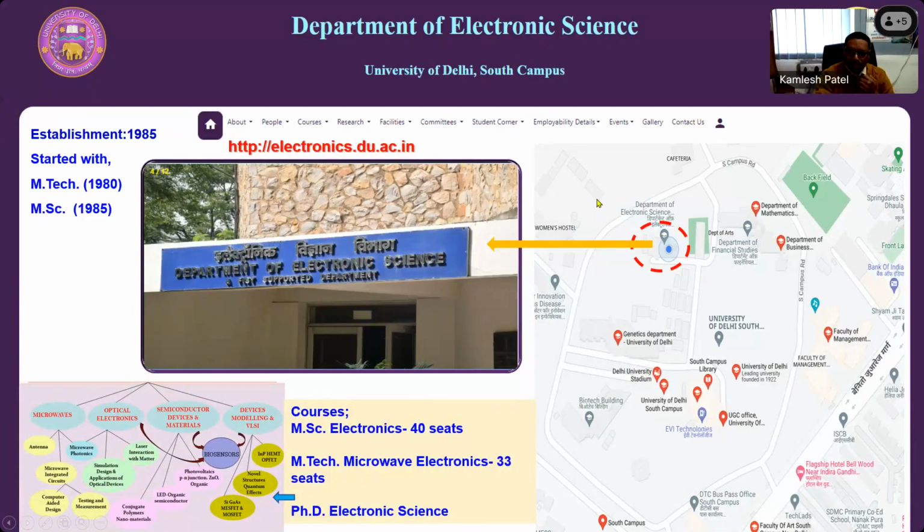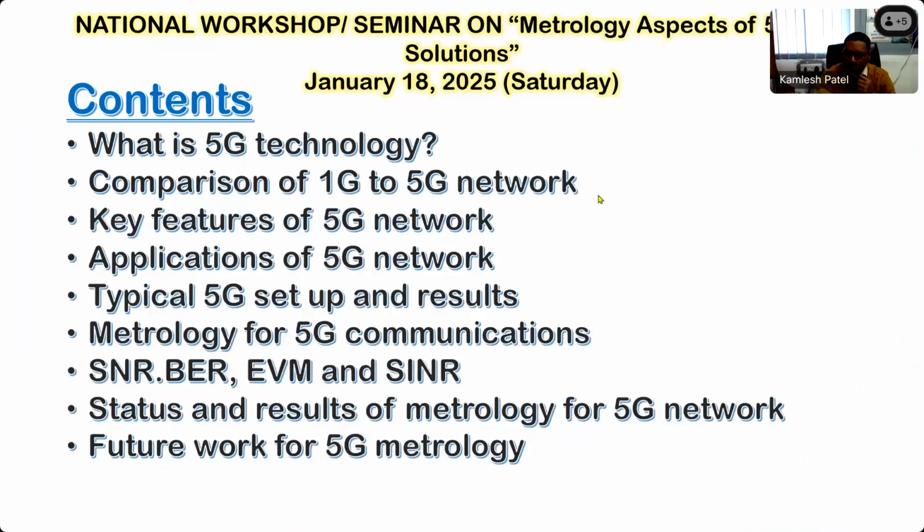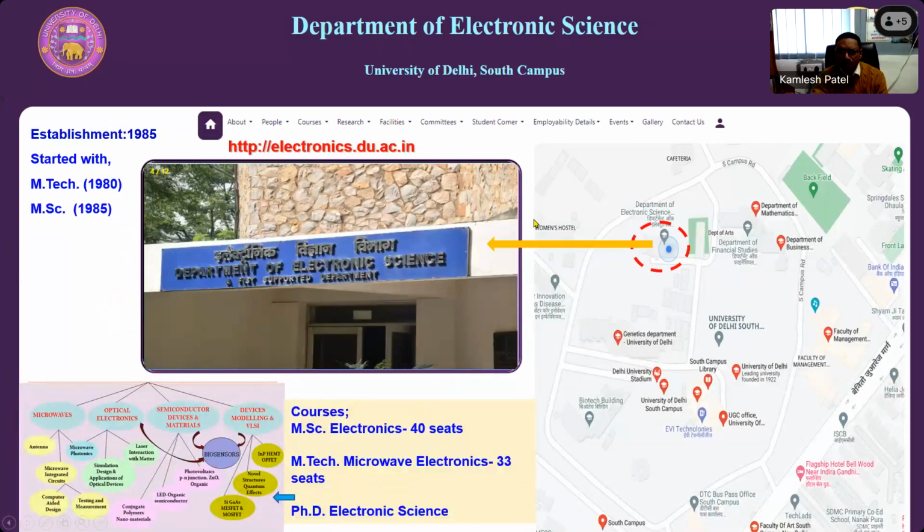It was started with the MTech course in microelectronics in 1980, followed by the MSc in electronics in 1985. We have 40 seats and 33 seats for these two programs. Along with this, we are also running a PhD program in various fields of electronics.